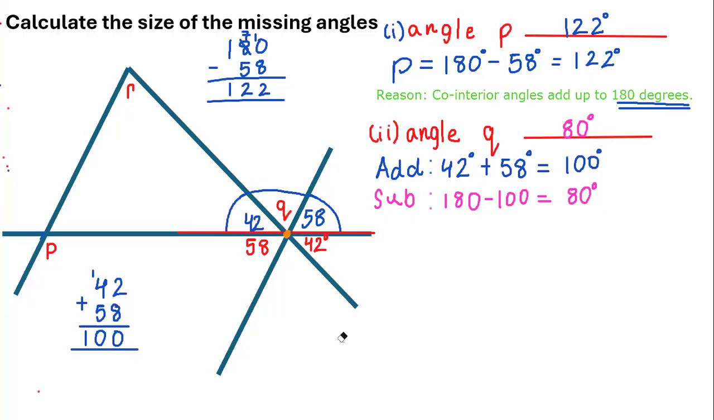Yes, sir. Explain how we got 80 degrees. What did we do? You add 42 plus 58, equals 100 degrees. Then you subtract 100 from 180, which equals 80 degrees. Very good. Very good. All right.